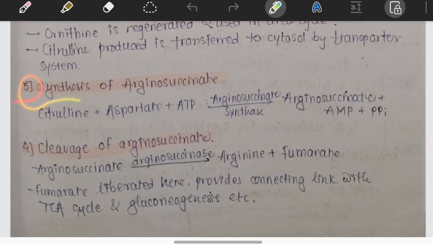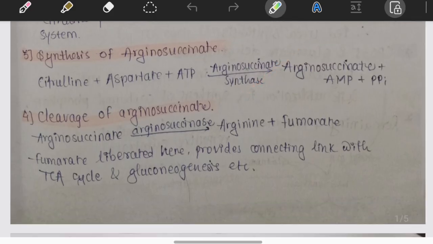Then the third step is the synthesis of argininosuccinate. Citrulline plus aspartate plus ATP gives argininosuccinate, using the enzyme argininosuccinate synthase. Three steps are over. The fourth step is the cleavage of argininosuccinate. First formation, then cleavage. Argininosuccinate is cleaved by the enzyme argininosuccinase and forms arginine and fumarate.